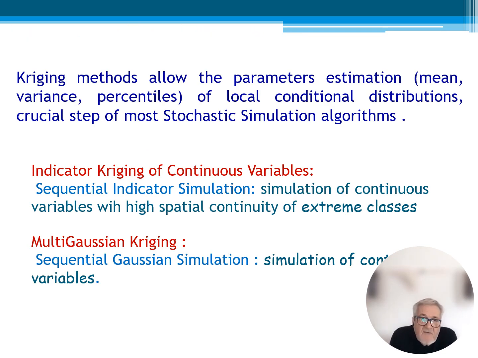Just to summarize, kriging methods allow the estimation of parameters, mean and variance, and percentiles of local conditional distributions, a crucial step of most stochastic simulation algorithms. For example, in this case, those two methods give rise to indicator kriging of continuous variables, which gives rise to sequential indicator simulation of continuous variables with high spatial continuity of extreme classes, the advantage of the method. Multi-Gaussian kriging gives rise to the sequential Gaussian simulation, as we are going to see.